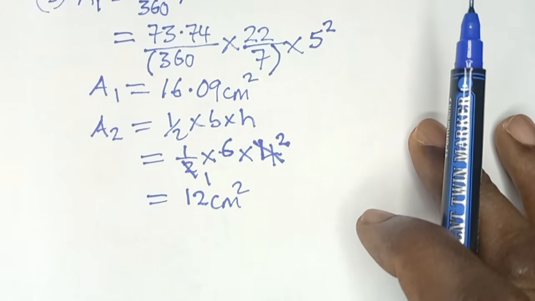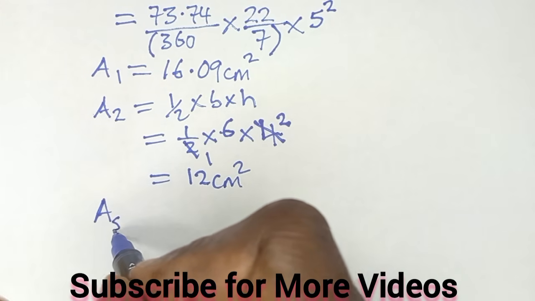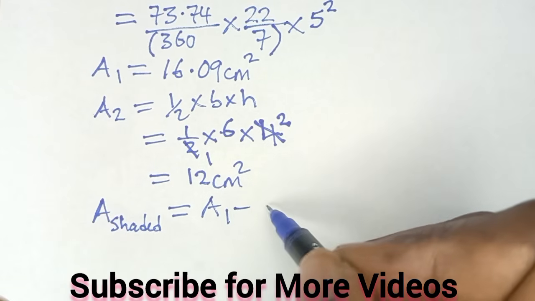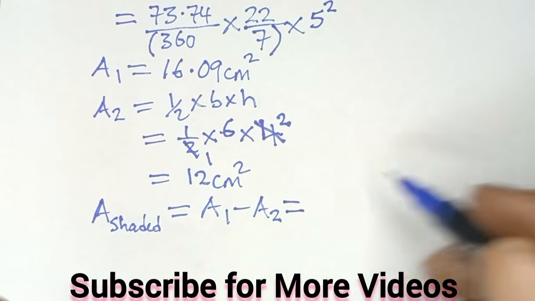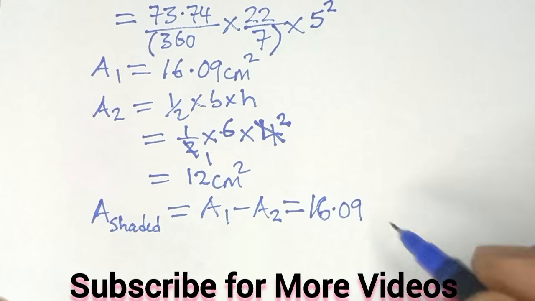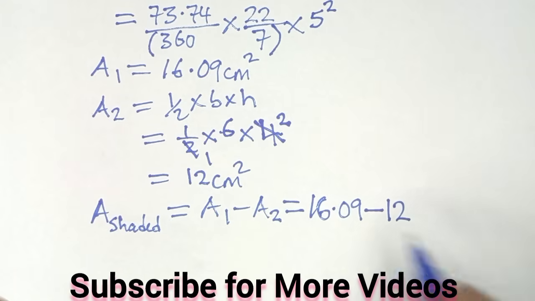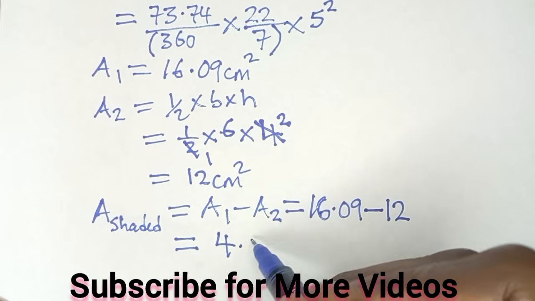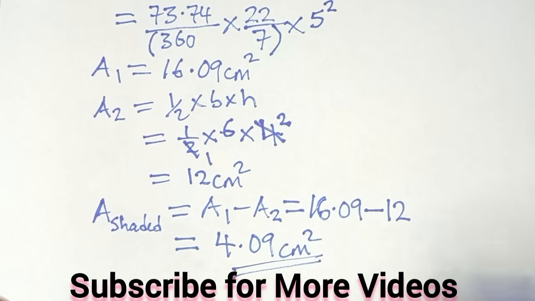So now, the area of the shaded portion, let me just put it here. Shaded is equal to A1 minus A2. The value for A1 is 16.09, that is the area of the sector, and then minus A2, which is 12, the area of the triangle. And that will give us the area of the shaded portion as 4.09 centimeter square. And this gives us the final answer.